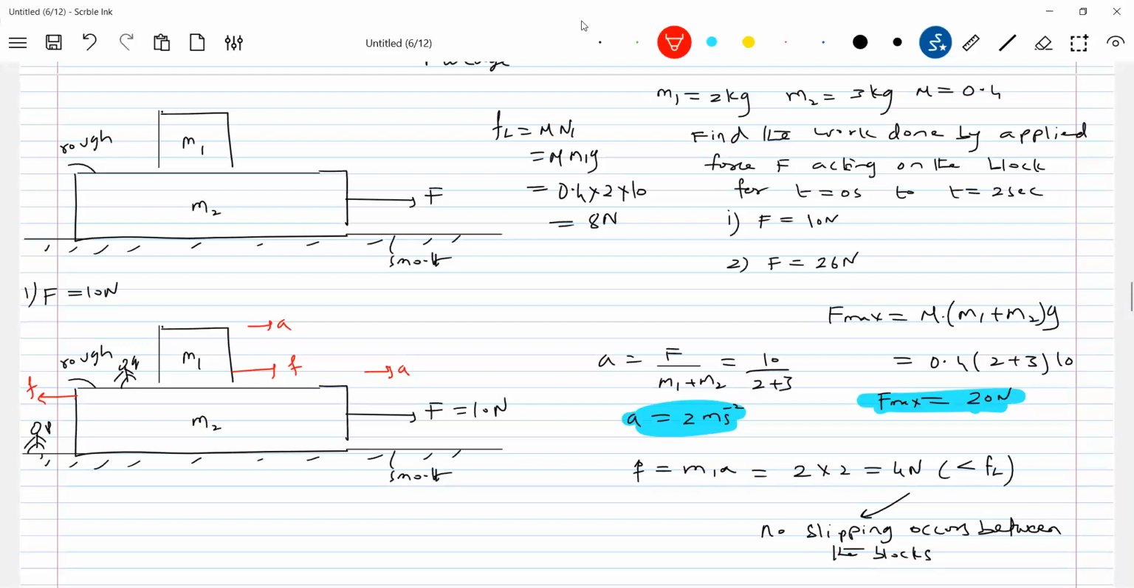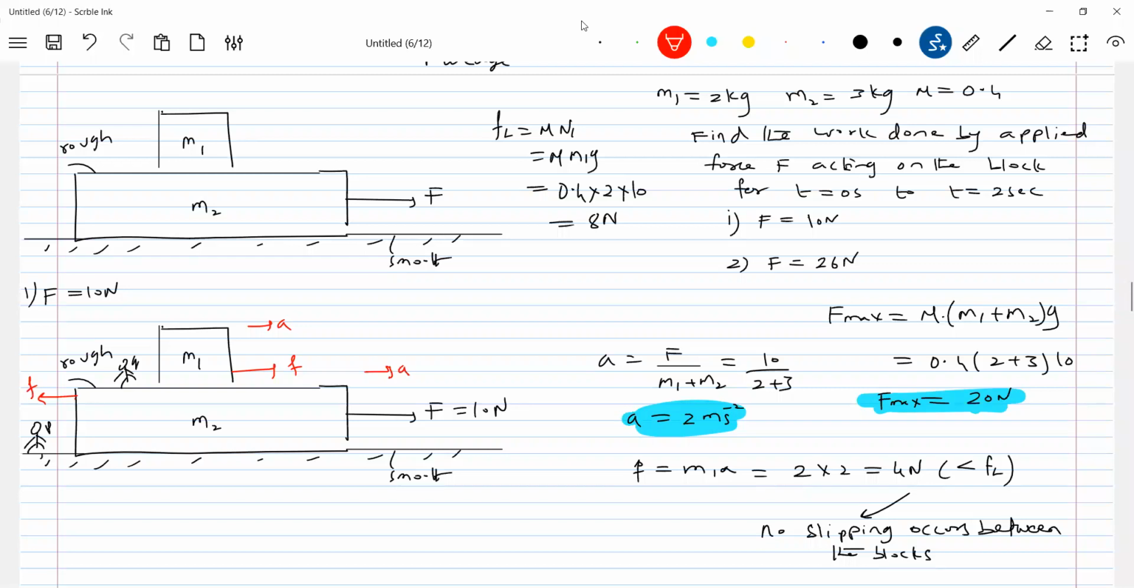Now let's come to this. So what is the question asked? Find the work done by the applied force F acting on the block for t equals 0 to 2 seconds. For 2 seconds, what is the acceleration of the block? We know it. So can we calculate the displacement of the blocks as it is? We'll work out all, even the work done by friction in different frames, we'll see.